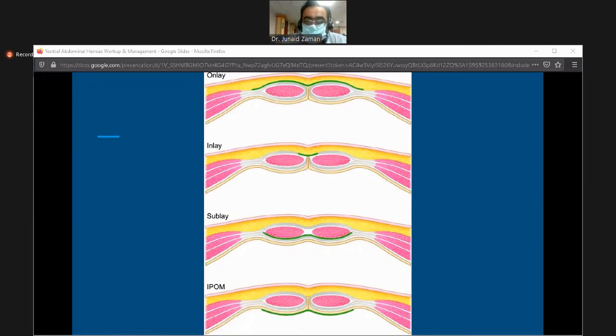Is there a way that we can avoid these adhesions, because we are placing a mesh from the inside? I'm going to show you a video as well at the end of it. I hope it will play on this.